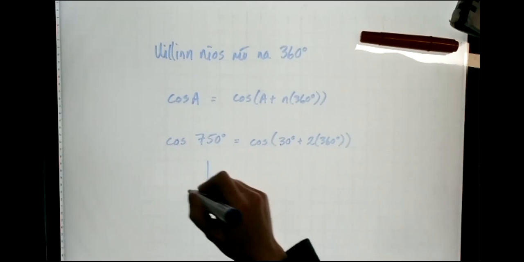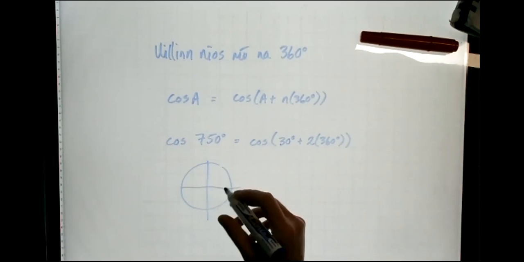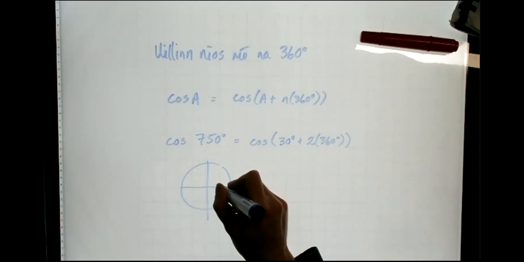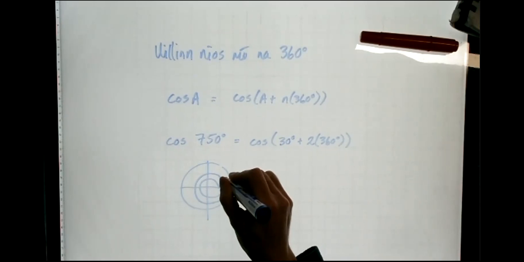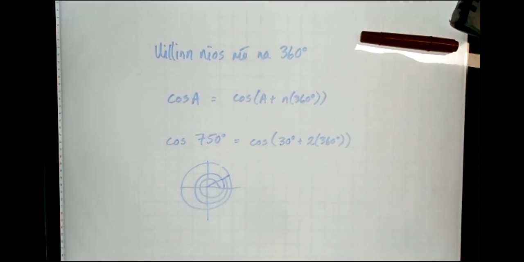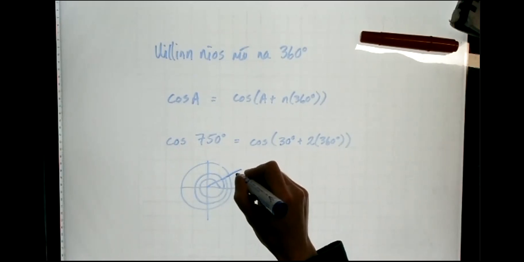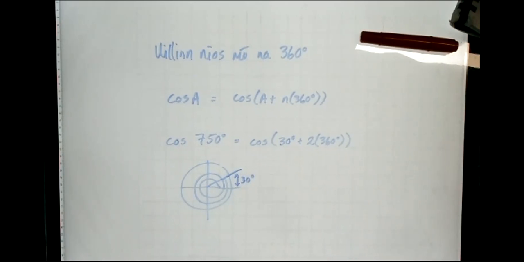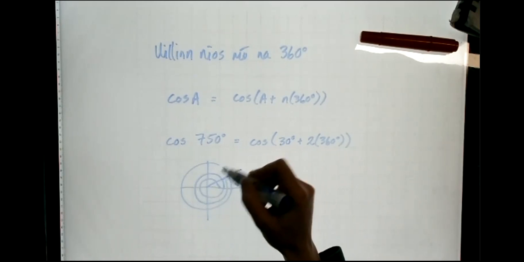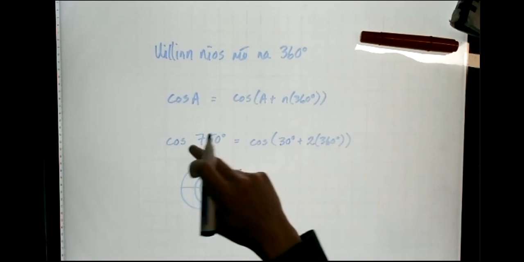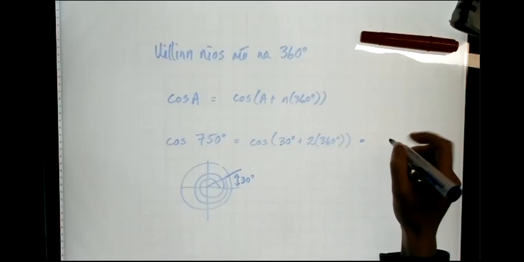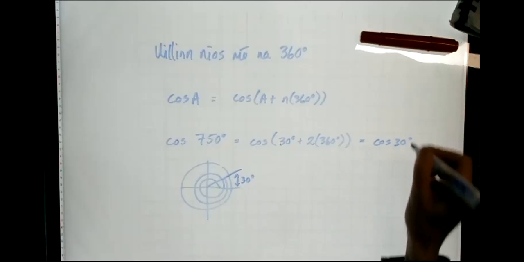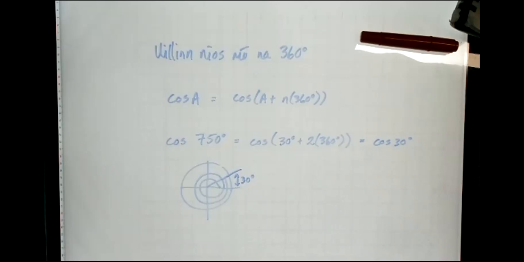So in the graph, we go one full rotation, two full rotations, and then this could be 30 degrees. Because cos is positive in this region of the chart, it is going to be positive. So cos 750 degrees equals cos 30 degrees.